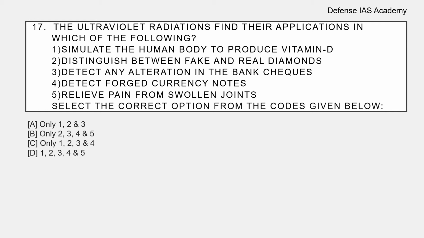Question number 17. The ultraviolet radiations find their application in which of the following? 1. Simulate the human body to produce vitamin D. 2. Distinguish between fake and real diamonds. 3. Detect any alteration in the bank checks. 4. Detect forged currency notes. 5. Relieve pain from swollen joints. Select the correct option from the codes given below. The options are option A only 1, 2 and 3, option B only 2, 3, 4 and 5, option C only 1, 2, 3 and 4, option D 1, 2, 3, 4 and 5. The correct answer is option C only 1, 2, 3 and 4.